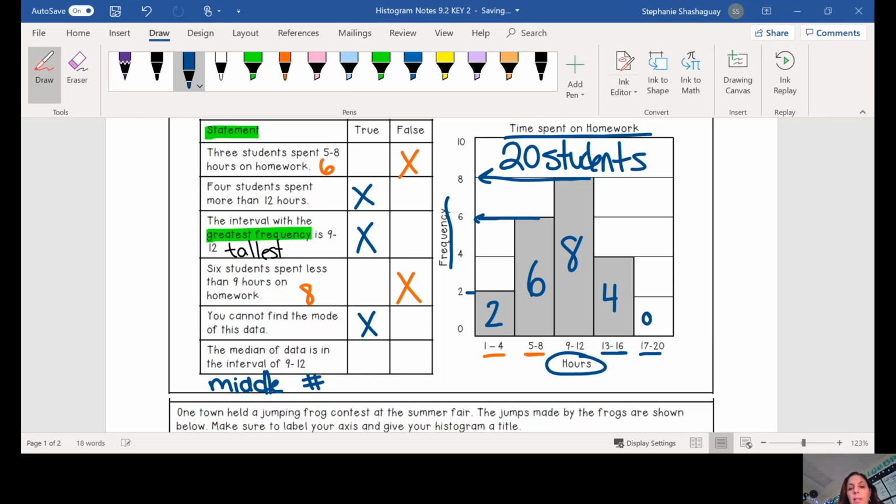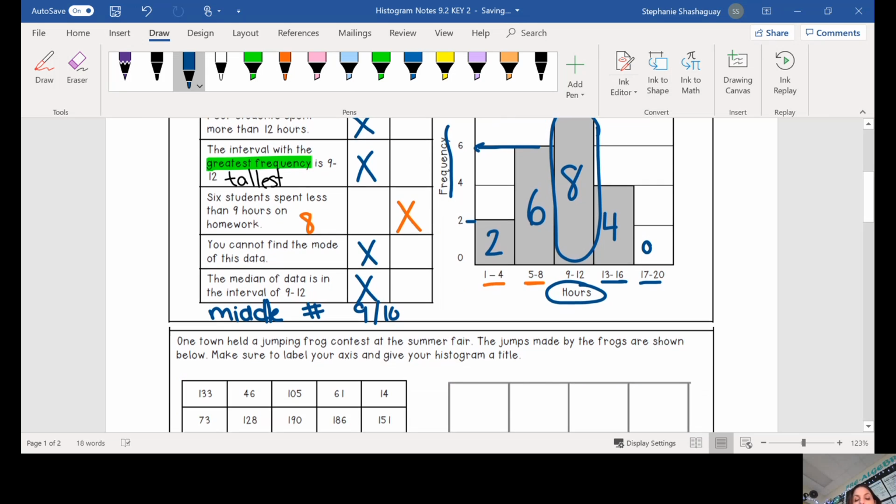And to find the middle of 20 data points, you would be between 9 and 10. It would be the student between 9 and 10. So students 9 and 10 are going to fall in this interval. They would fall somewhere within that interval. Therefore, the median of the data is in the interval of 9 to 12. That is true because the data points between 9 and 12 would fall in that middle interval.